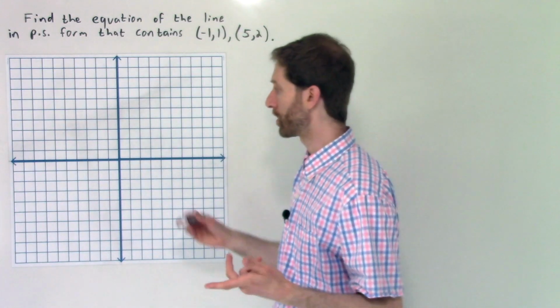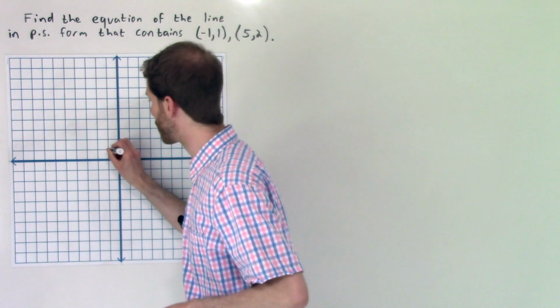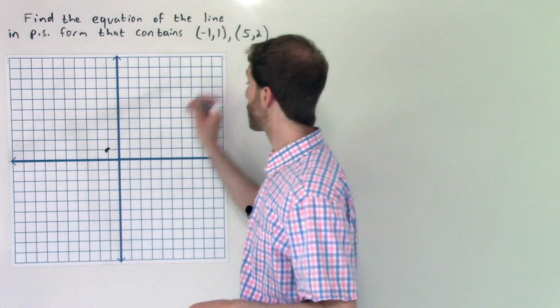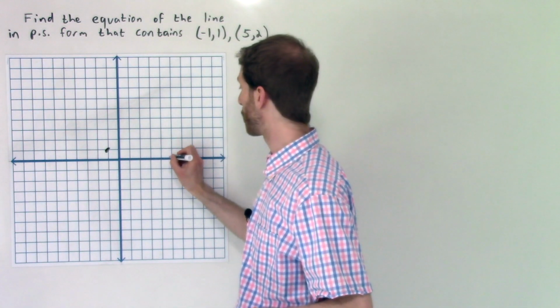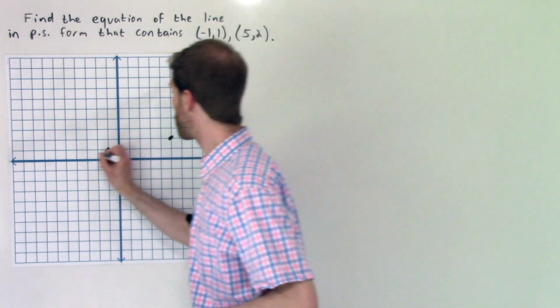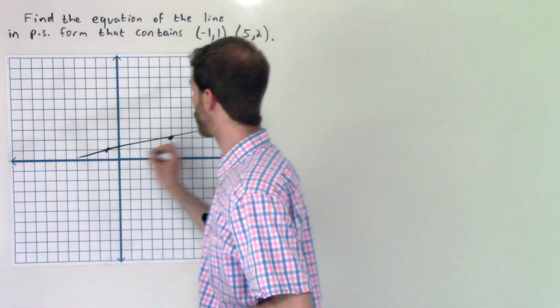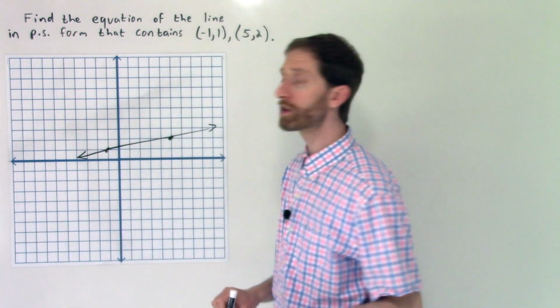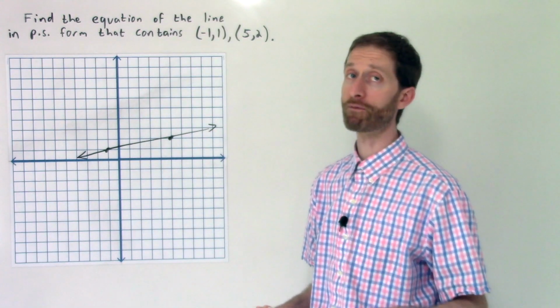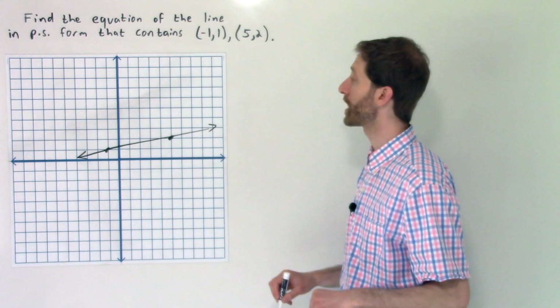Graphically, what you're doing here, I just want to show that out, is you've got a point (-1, 1) and the point (5, 2): 1, 2, 3, 4, 5, up 2. And we want to find the equation of that line right there. And eventually, you're going to be able to do that in slope-intercept form as well. And we're going to do that towards the end here.